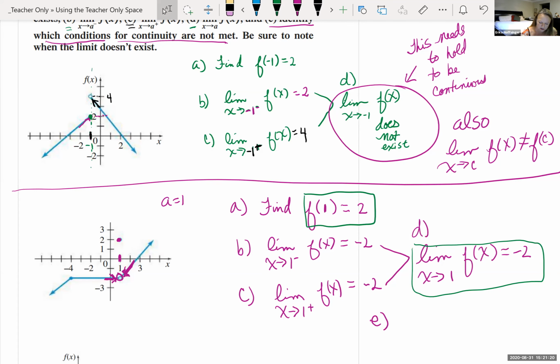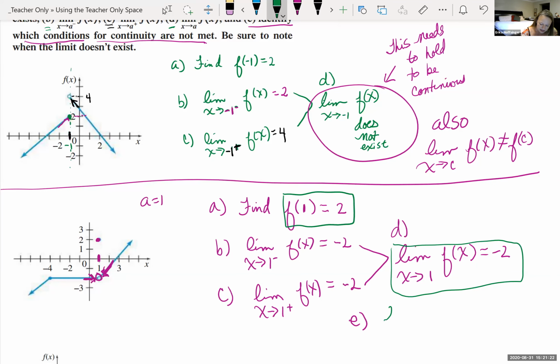So f of 1, I probably should have done it the other way, but it doesn't matter what part is on the left or right. So f of 1 does not equal the limit as x approaches 1 of f of x. And because of this condition, f of x is not continuous at x equals 1. It doesn't mean it's not continuous everywhere else. It looks like it's continuous everywhere else.